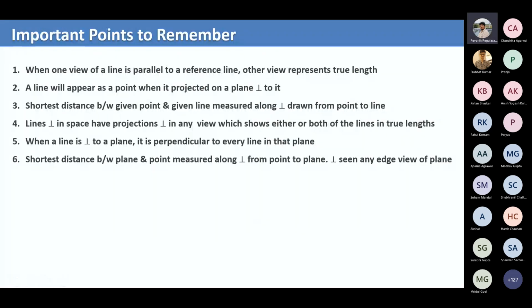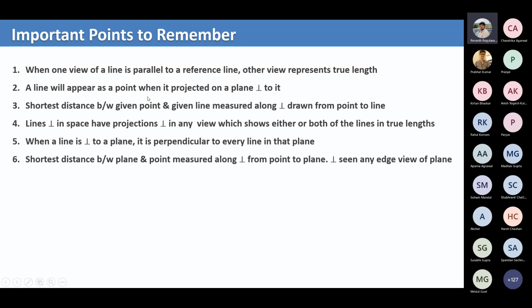So these are some of the points. You can just read them, or I'll read them out. These are some of the points which I already spoke about. When one view of the line is parallel to a reference line, the other view represents the true length. So this reference line is nothing but the XY line. Using this, A dash, this is nothing but AD, which we have constructed parallel to it, and then we obtained the true length, and then we got the straight line view of the plane.